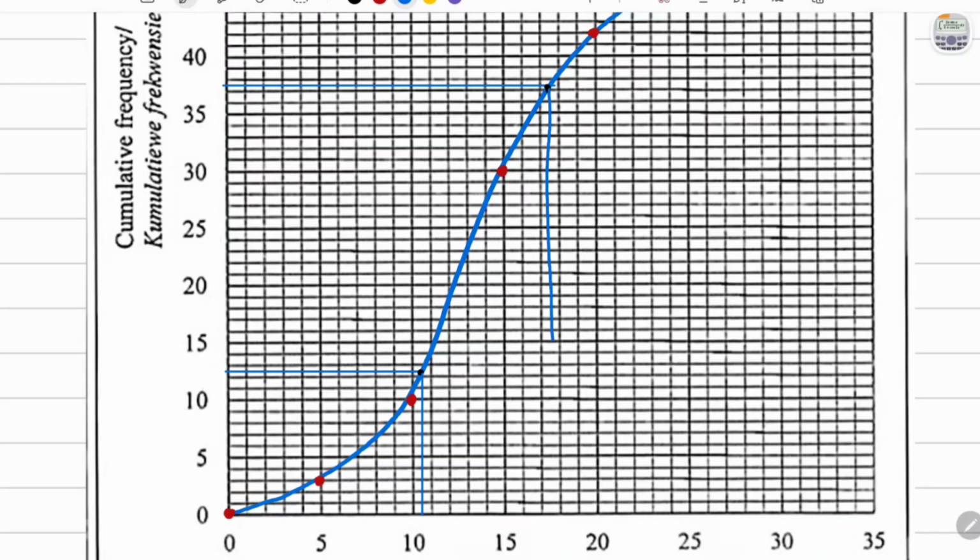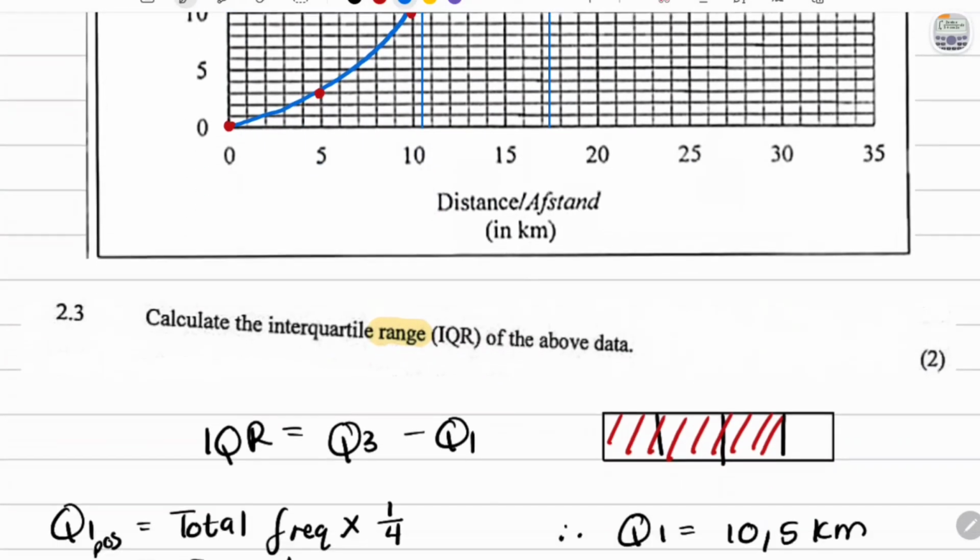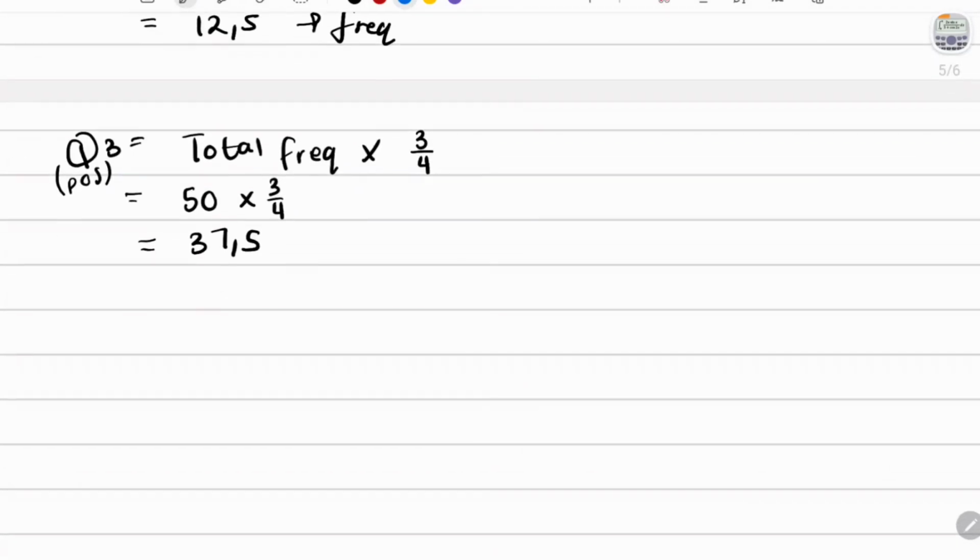And then you see that it's here. It's about, we have 15, 16, 17.5. So I know that it's in between. So that's why I'm saying 17.5. So it means that Q3 is 17.5.